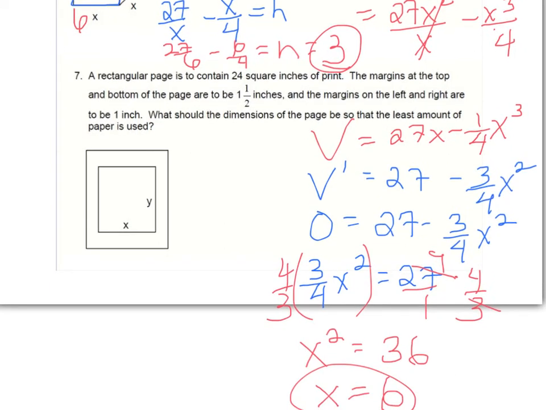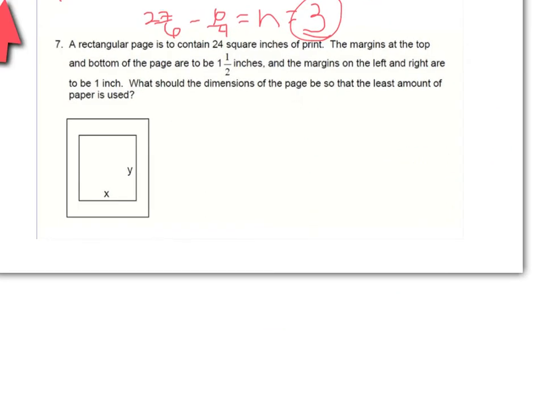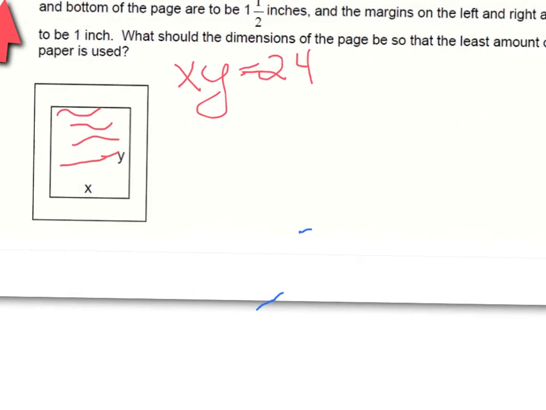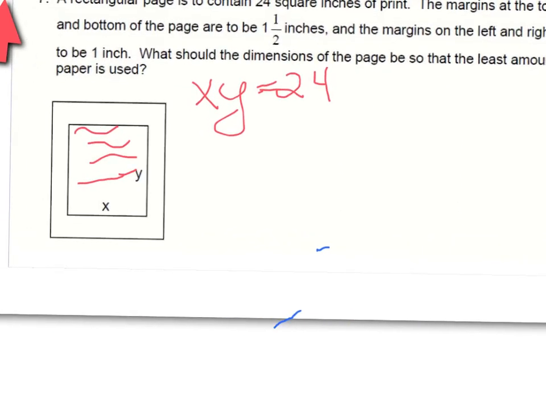Okay, so now for 7, if the pages contain 24 square inches of print, that's this area here. So x times y is 24. The margins at the top and bottom are 1.5. So what that means is this length is 1.5, and this length is 1.5. So this total y length is y plus 1.5 plus 1.5, which is y plus 3.